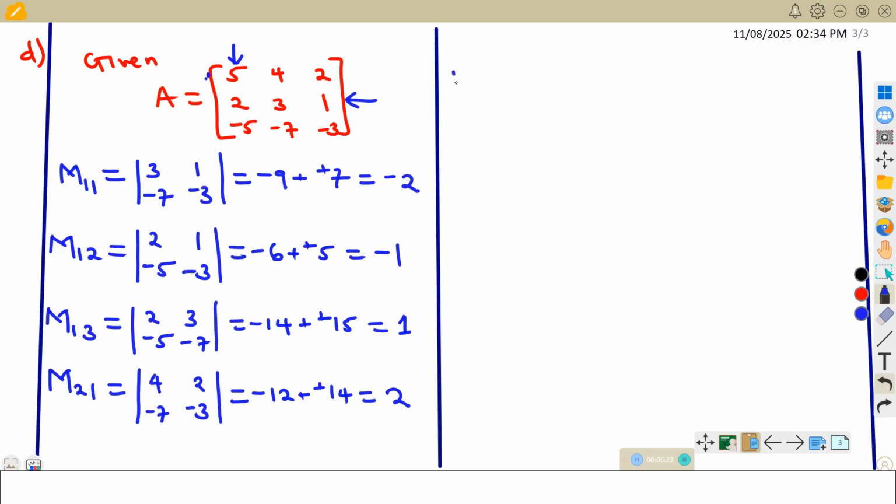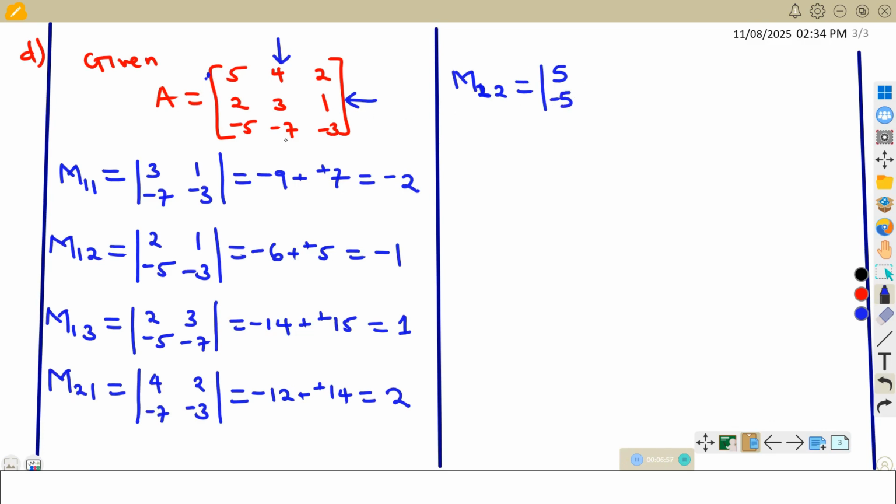Next we shall talk about M2, 2. We are removing the second row, then the second column. So the whole of this is out, the whole of this is out. So when you remove this one and this one here, you will remain with a 5. You remain with -5 here.